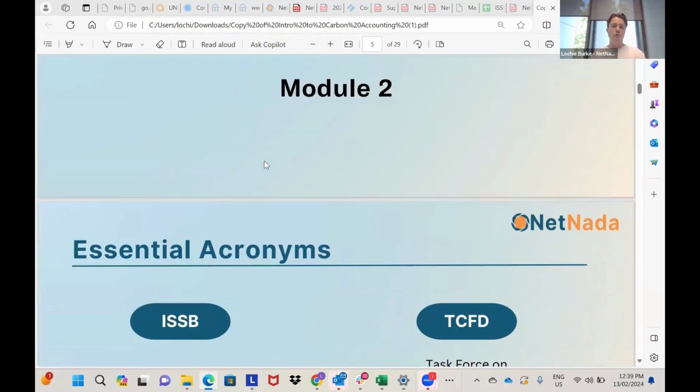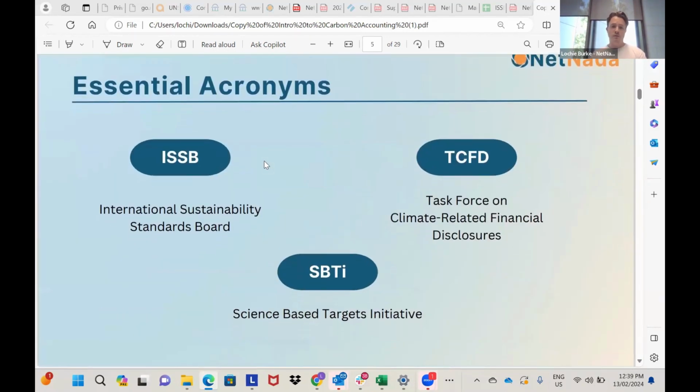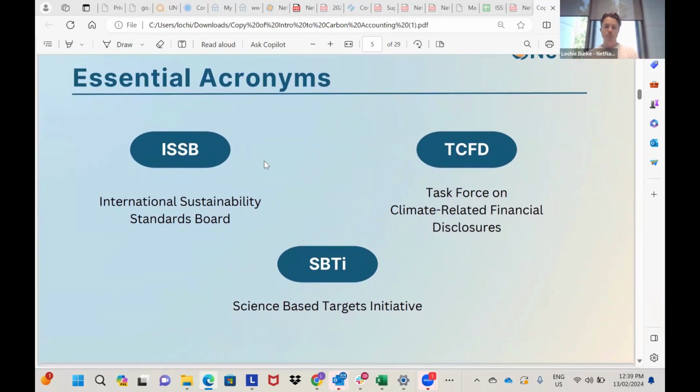So this all falls under very, very important standards and frameworks. And the International Sustainability Standards Board in June last year made a really, really big move, where globally we saw the amalgamation of all standards under the ISSB.